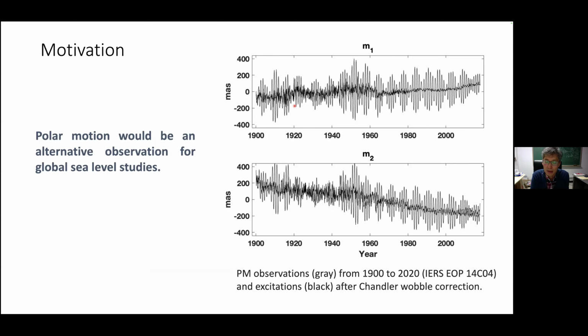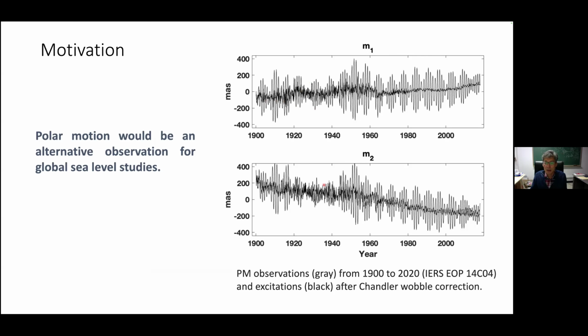perturb the angular momentum. But the entire Earth system should conserve angular momentum. So for this, the Earth spin axis should be relocated for the conservation of angular momentum. So that's why we have polar motion.